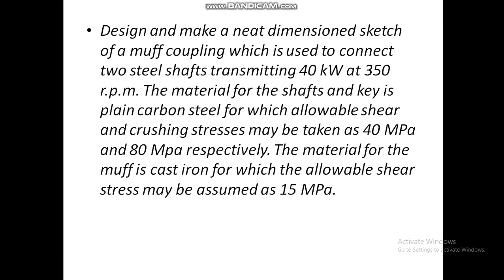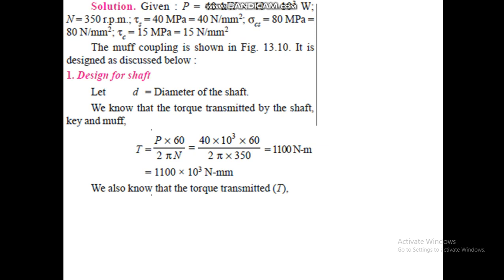Now, how will you design the muff coupling? First of all, we will write the given data: power is 40 kilowatt, RPM is 350, shear stress for the steel, that is for the shaft and key, is 40, crushing stress for the shaft and key is 80, and shear stress for the cast iron is 15 megapascal. So first of all, we will design the shaft. Let small d be the diameter of the shaft.